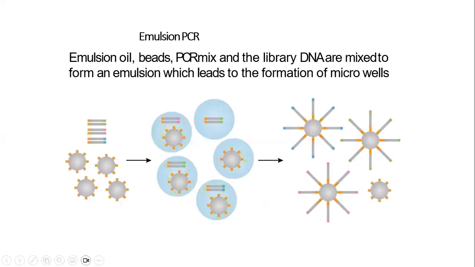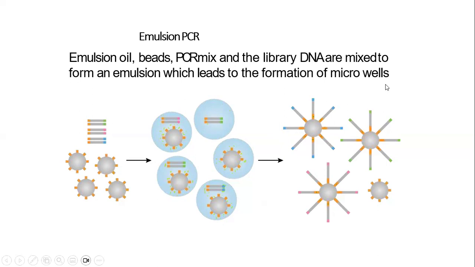So there are two types of methods commonly used for clonal propagation. One is known as the emulsion PCR method. In the emulsion PCR method, we make use of emulsion oil, beads, all the components that are required for the PCR, and the library DNA molecules. They are all mixed and aliquoted into different wells.